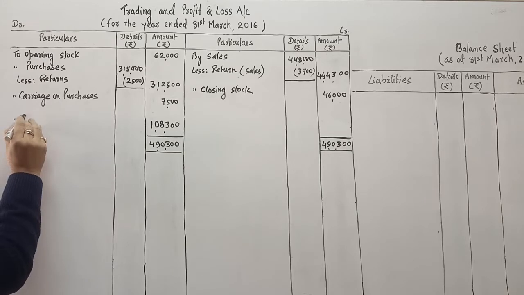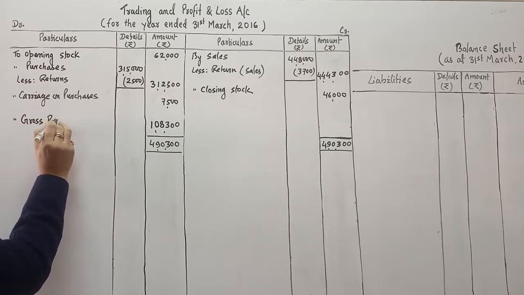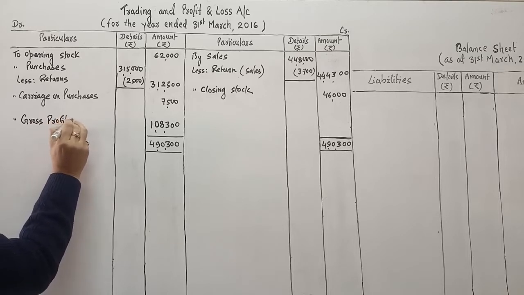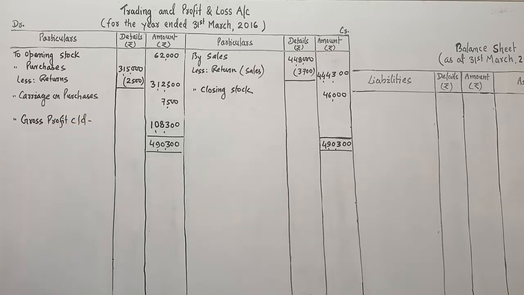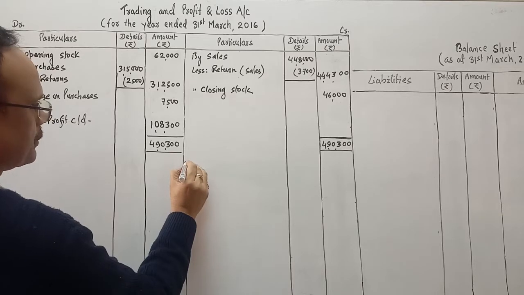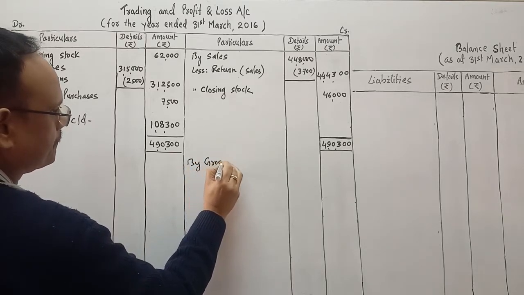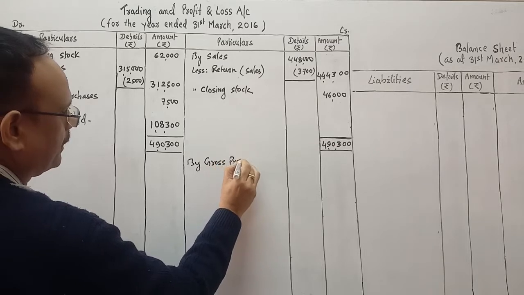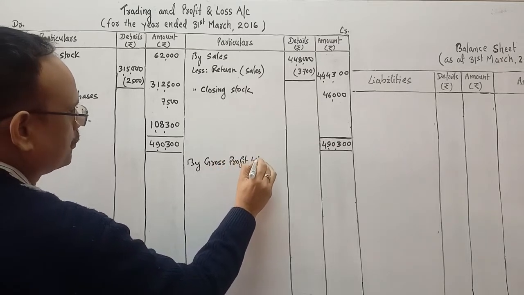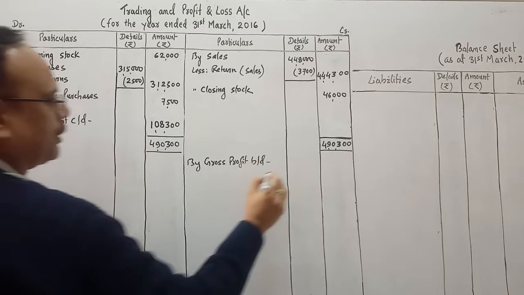1,08,300 is gross profit. This is gross profit carried down. This will be transferred to the profit and loss account, credit side, by gross profit brought down.